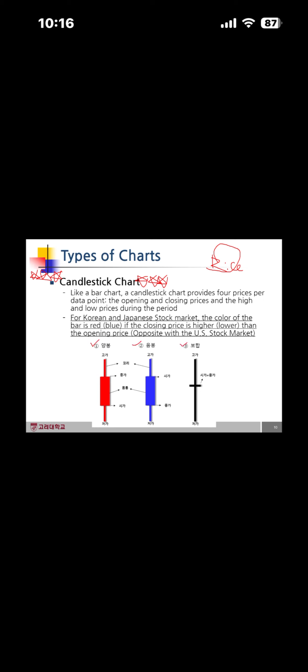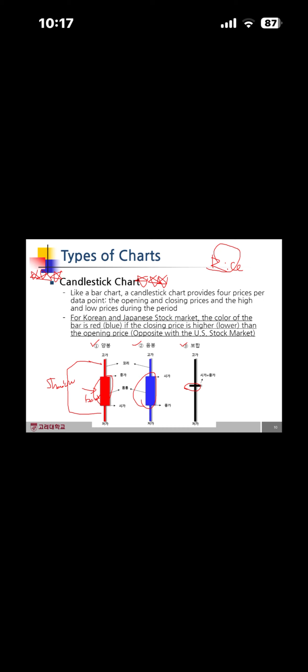Each candlestick represents price movements during a specific time period, such as one day, and the candlestick contains two main parts, the body and the shadow. So these are the shadows, sometimes called the wick. The body here represents the difference between the opening price and the closing price.